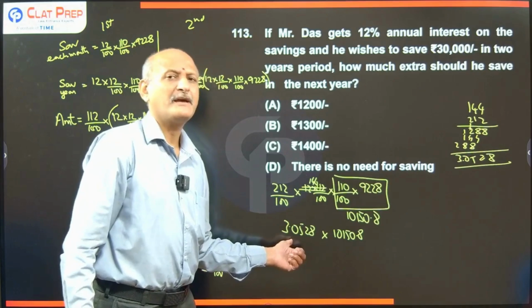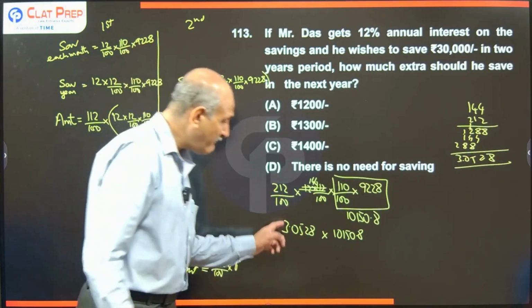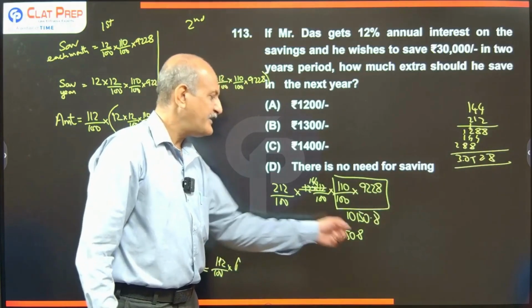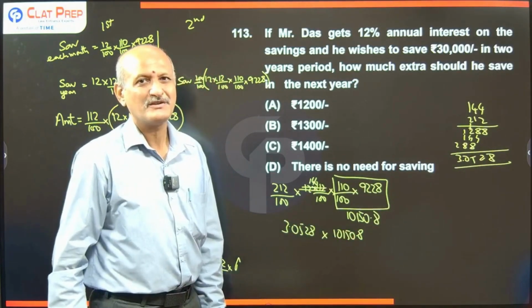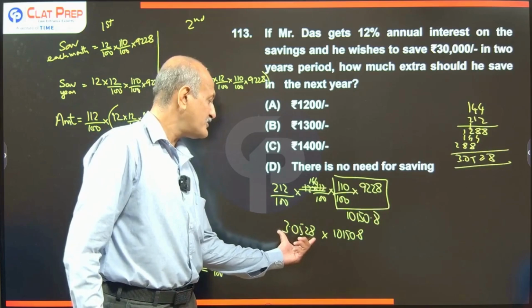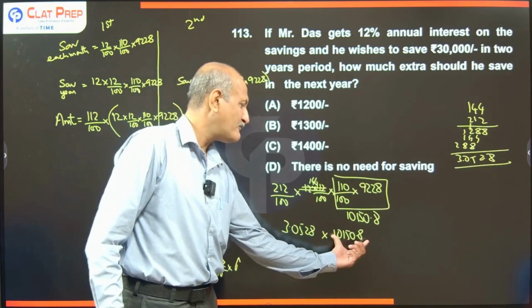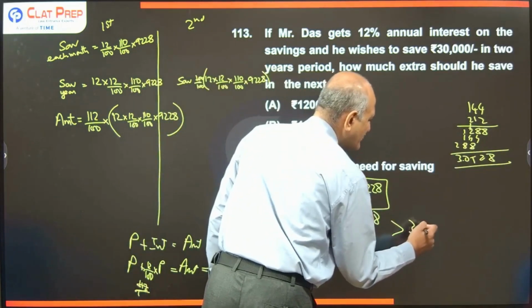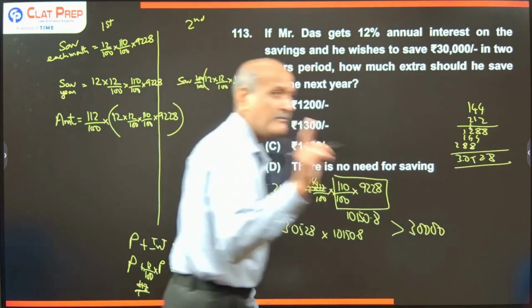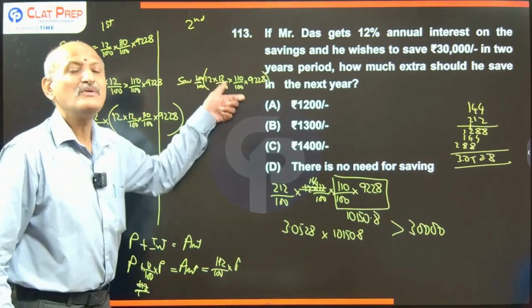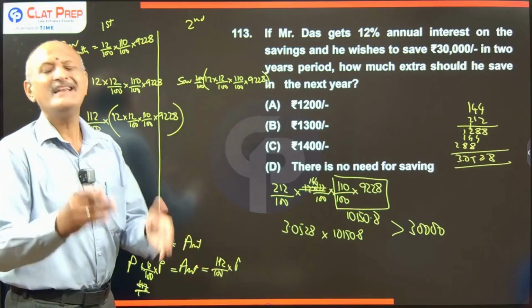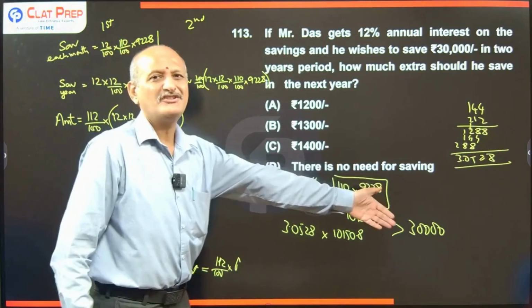Even if I'm taking approximately 3 times, even if I'm taking 10,000 also, 3 into 10,000 will be 30,000. So this number 3.0528 multiplied with 10150.8 will surely be greater than 30,000. Please observe, even without including the interest accumulated in the second year, we are getting the value in his account to be more than 30,000.